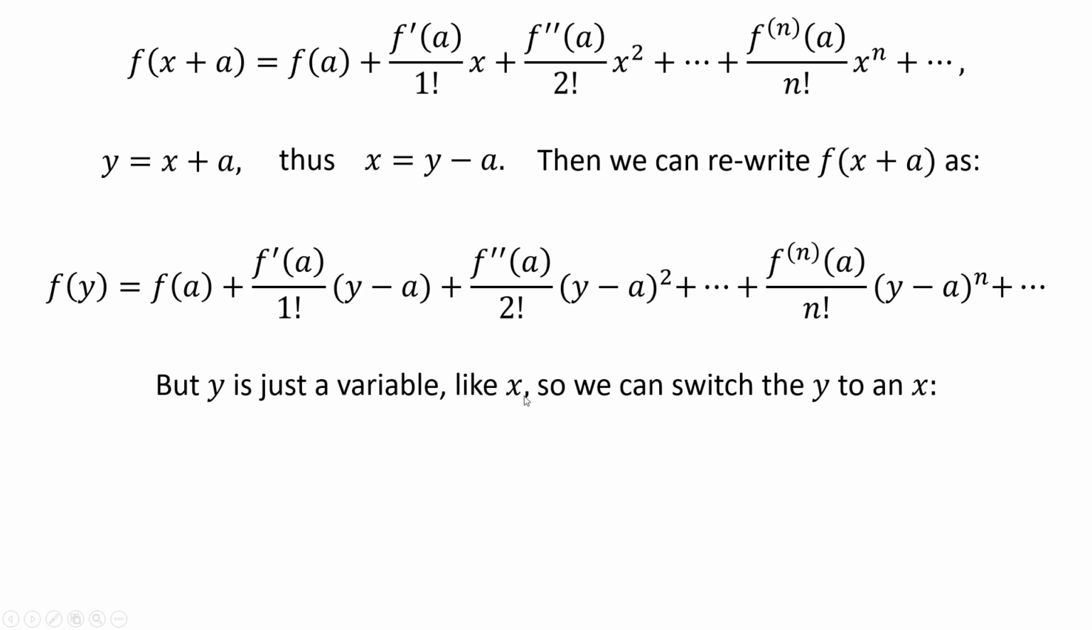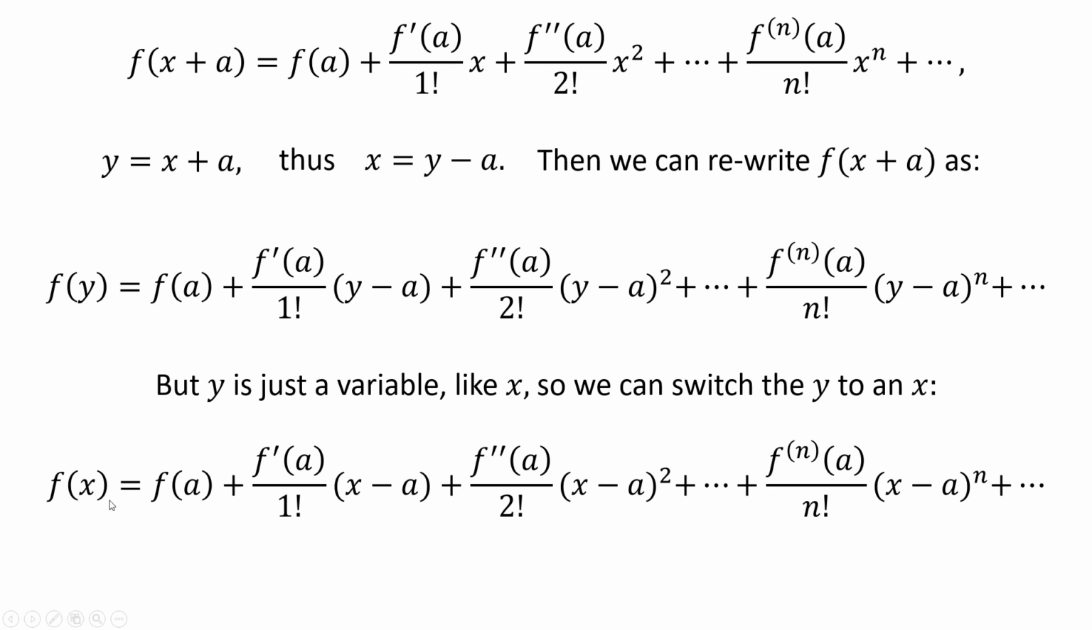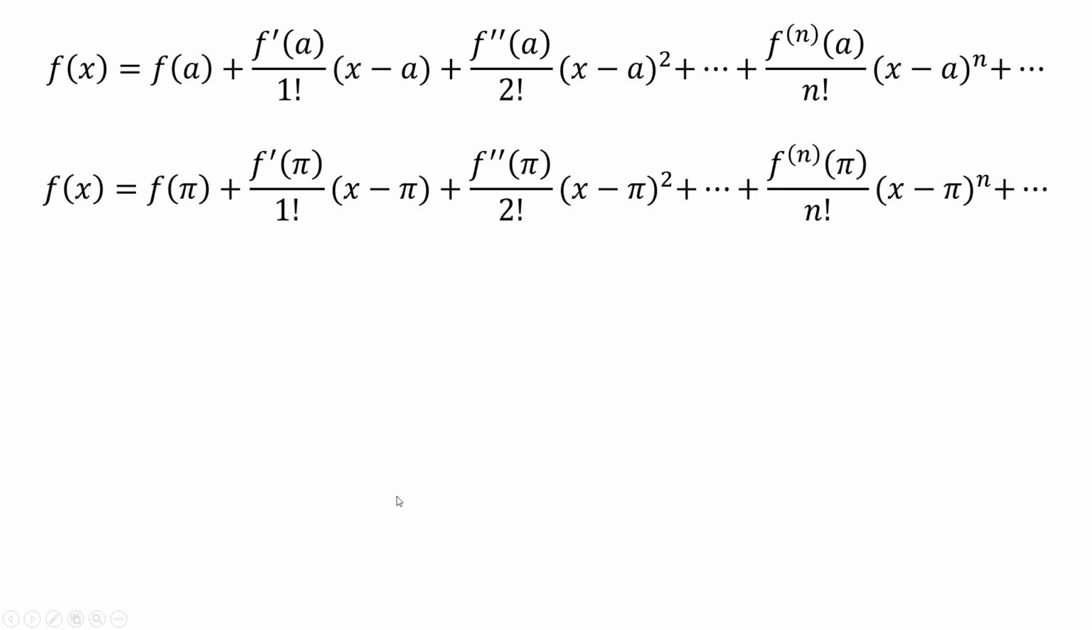But y is just a variable, so we can just switch the y to an x, and we just have this expansion here now. F of x is equal to this whole thing, and we say that this is centered around a because all these power terms are x minus this constant a. In our case, a is just equal to pi, so we can just swap the a's for pi's because that's what we're interested in, and now all we need to do is calculate the derivatives of f.